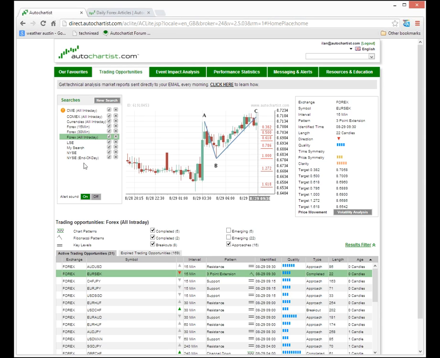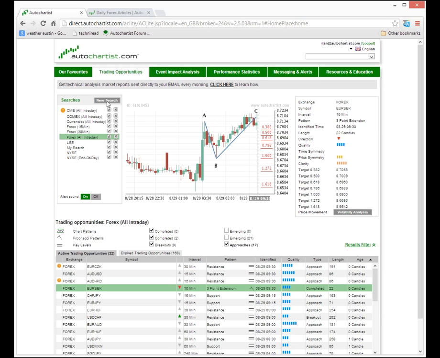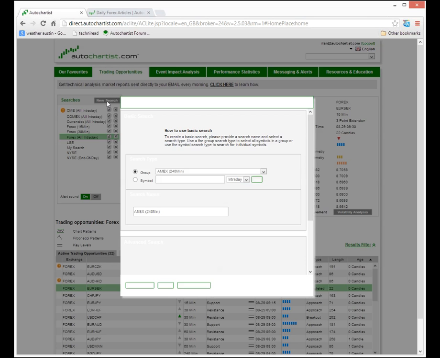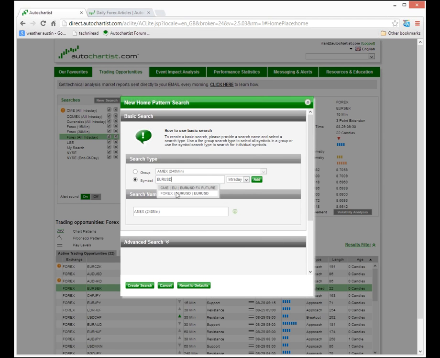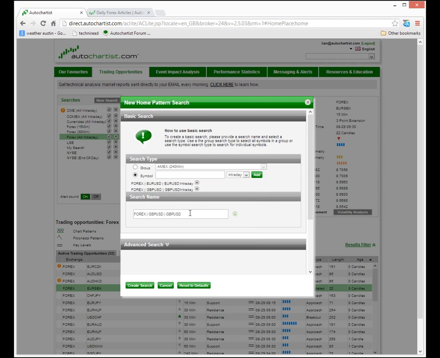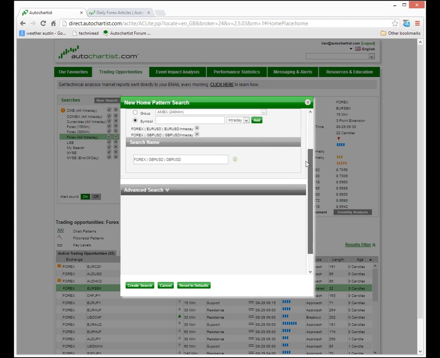When you log into Autochartist for the first time, you'll see a variety of default settings that you get, default searches, and you can create your own new search. So, for example, if you're looking for opportunities only on EUR/USD, you would click on the new search button, and you can simply add instruments to your list that you're looking for. For example, EUR/USD or GBP/USD opportunities. So you can define your own search criteria for the currency pairs that you actually trade.